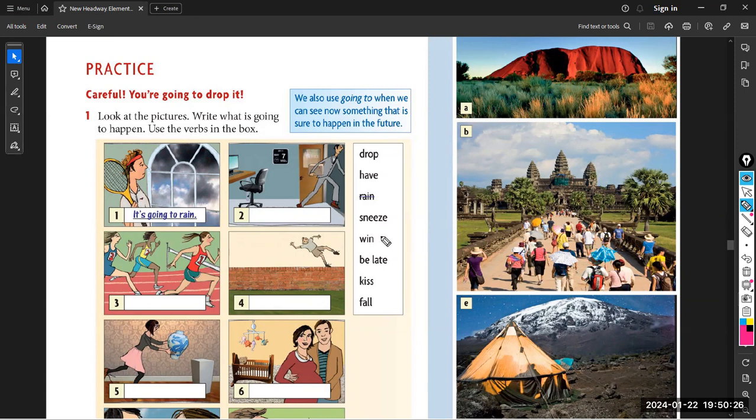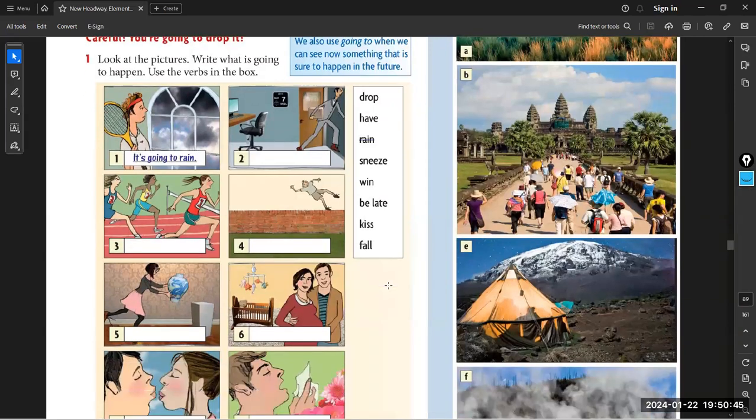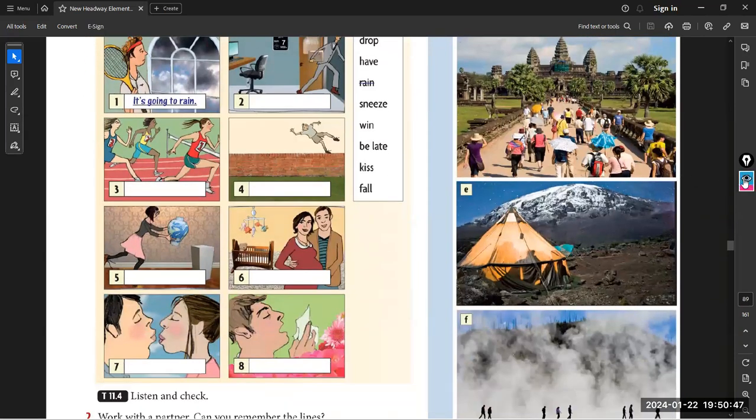Fantastic! So correct. Three. Four. Oh, no. Jack's on top of the wall. He's going to fall. So he's going... Five. To fall down. Careful! She's going to drop the vase. Too late. Six. They're so excited.